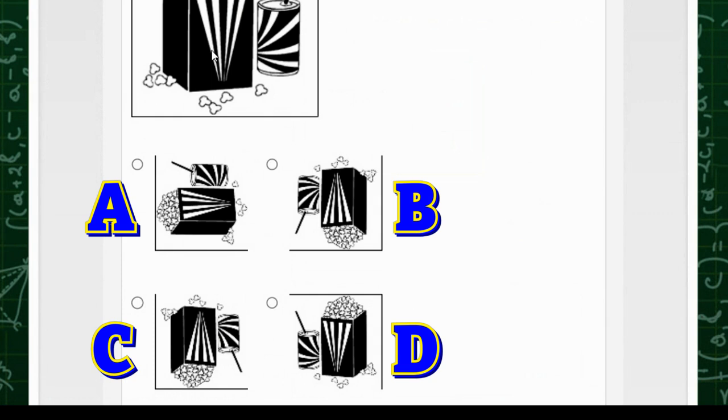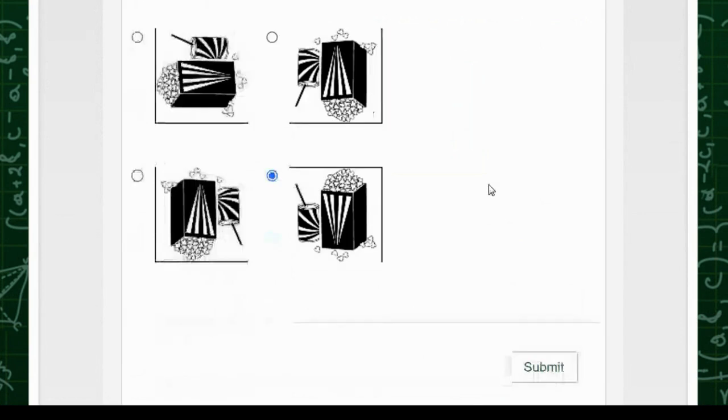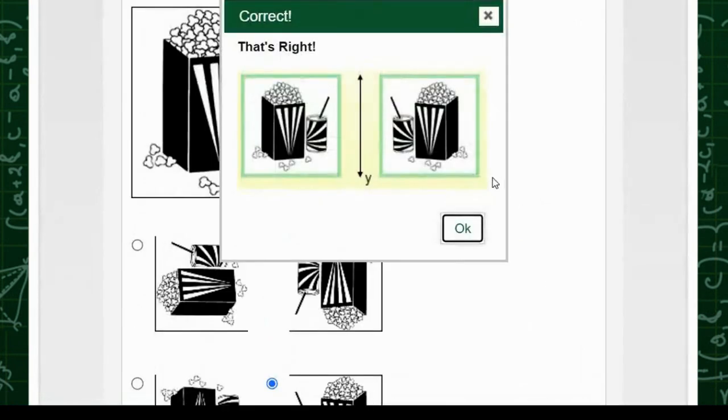I see several people weighing in. Who else is weighing in here? A, B, C, D. Some of these don't even make sense. That would be a rotation right there. A doesn't make any sense at all. Yeah, it should be D, right? That would be reflecting this over a y-axis. There it is. That's right.